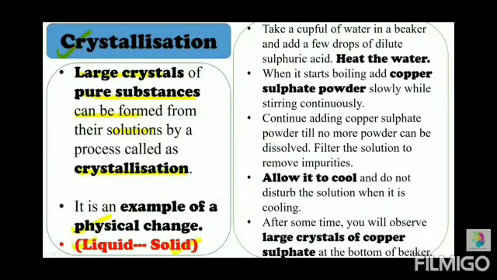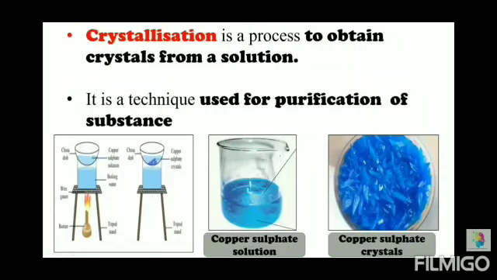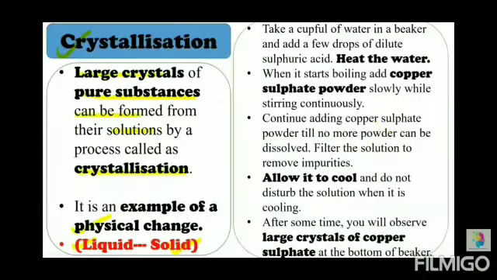You can do this activity at home. Take a beaker full of water and add a few drops of sulfuric acid in it. Heat the water and when it starts boiling, add copper sulfate solution. After some time on boiling, you get the crystals of copper sulfate. On allowing it to cool and not disturbing it, after some time you will observe the large crystals of copper sulfate at the bottom of the beaker. This is the best activity. You can better understand the process of crystallization through this.